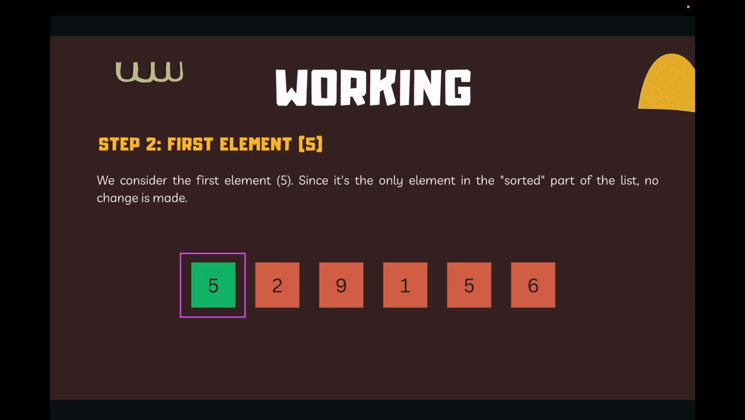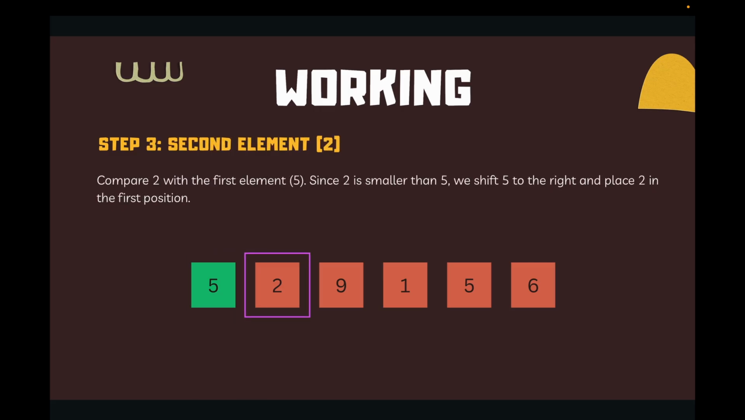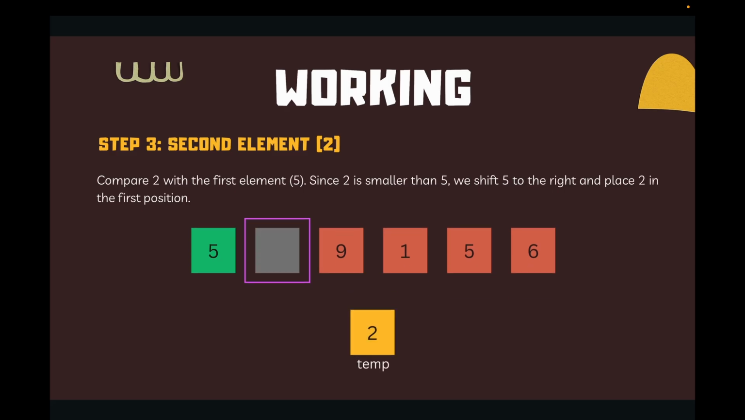So now we have the green part, that is the sorted part of our array, and the red part, which is the unsorted part of our array, which we have not explored yet. Now we will go to the second element, which is the 2 here. We are going to compare the 2 with each element of the sorted part of the array, step by step. Here we only have one element, which is 5, at index 0. So how will we compare it? We will take a temporary variable named temp, and we will store the value of 2 in it temporarily.